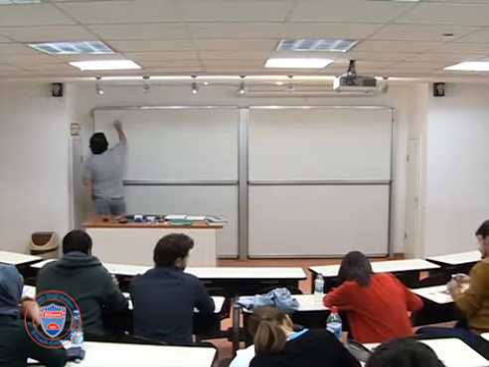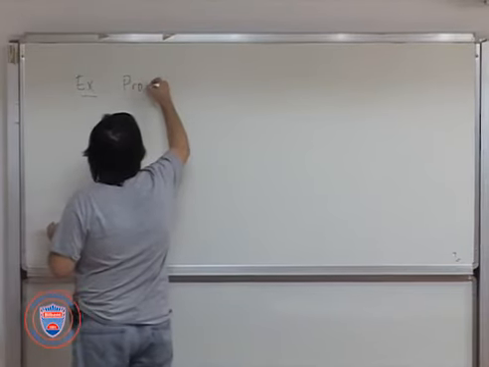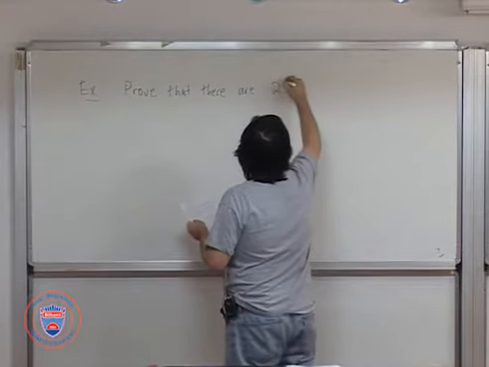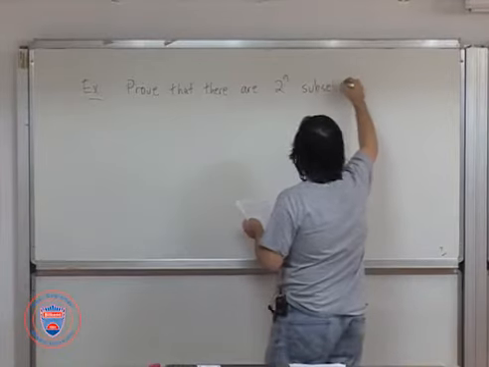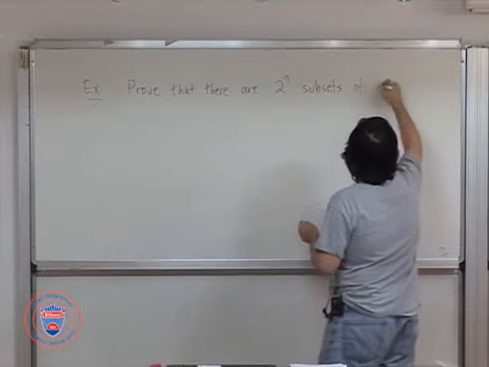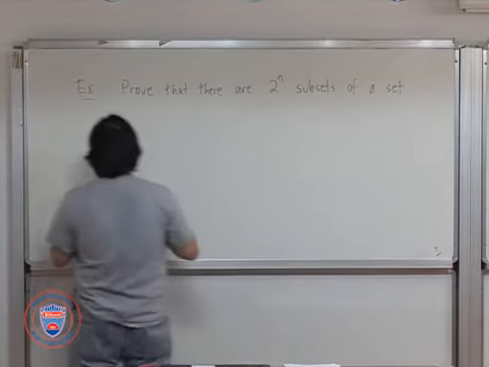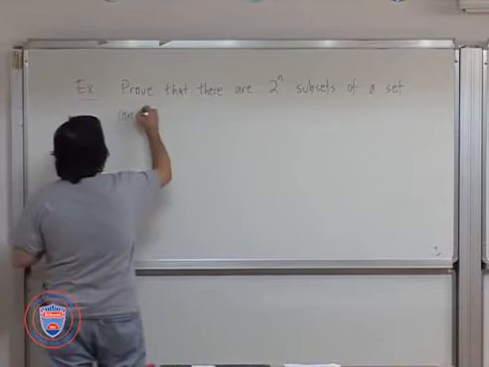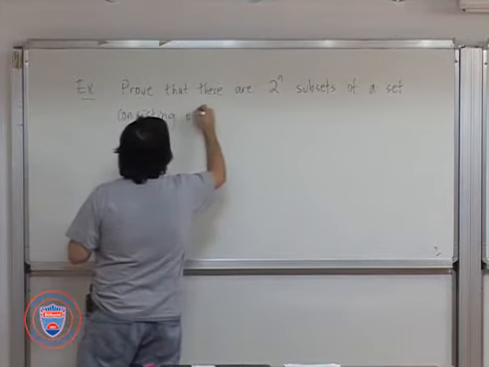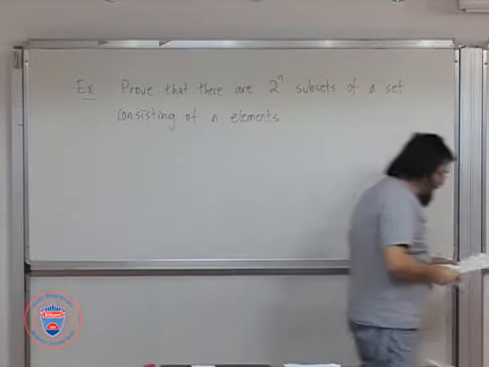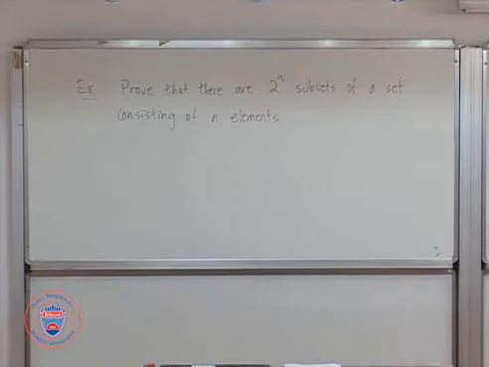This is the example on mathematical induction. Prove that there are 2 to the n subsets of a set consisting of n elements. Okay, so n here is a positive integer. It could be 1, 2, 3, 4, any number.